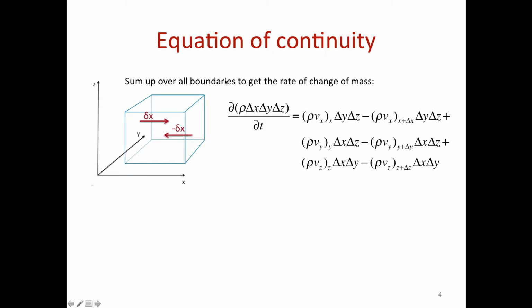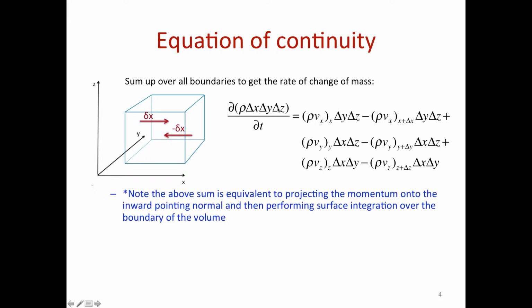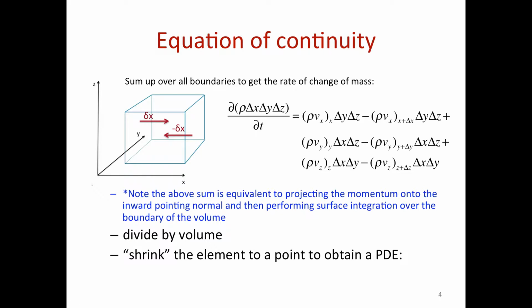So when I look at this, I can actually divide by delta x, delta y, delta z, because that remains constant. It doesn't change in time. And yes, note that this sum is essentially integrating rho v dot normal over this boundary. Okay. So I will divide by volume and send delta x, delta y, and delta z to 0. And when I do that, for instance here, I have rho vx evaluated at x minus rho vx at x plus delta x divided by delta x. Okay? This term is divided by delta y and this one by delta z.